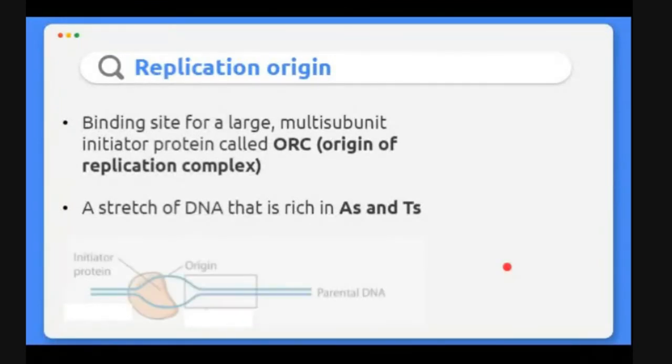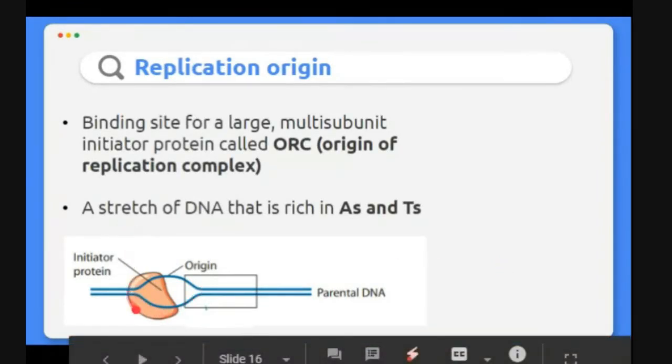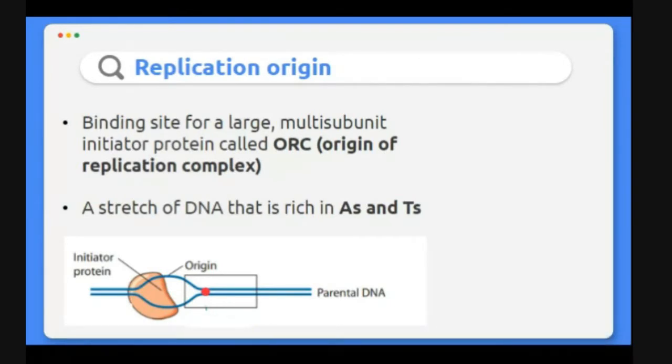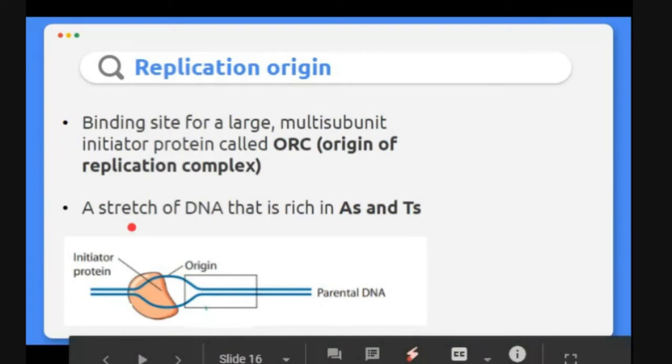So, let's take a look. Sa origin of replication mo daw, meron daw magbabind na initiator protein called ORC. So, ito yung ORC mo. And this is your origin of replication. Okay? So, yung ginagawa niya, dun nagmamark kung saan magsa-start yung DNA replication mo. And now, it is a stretch of DNA that is rich in adenines and thymines.